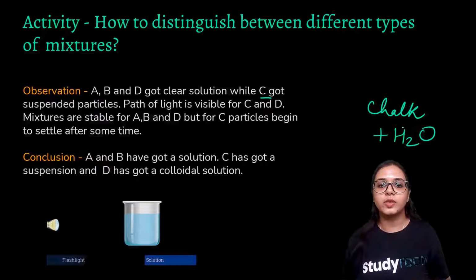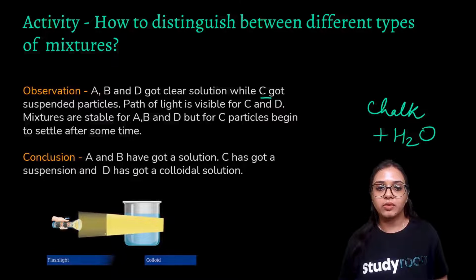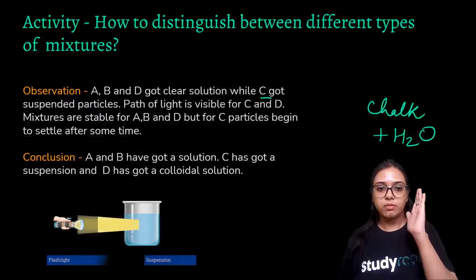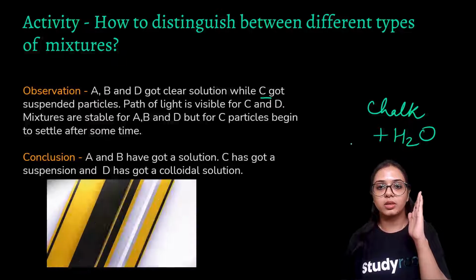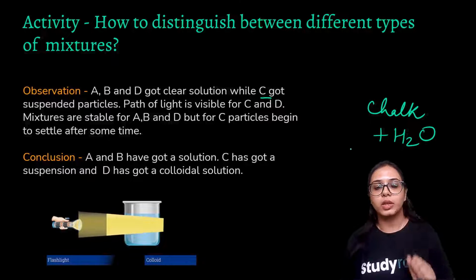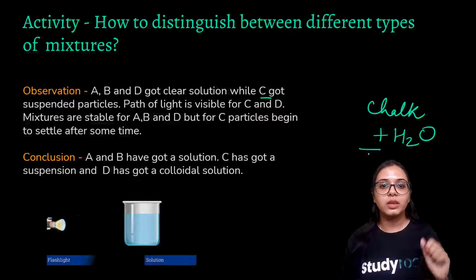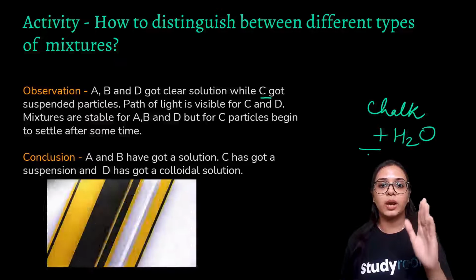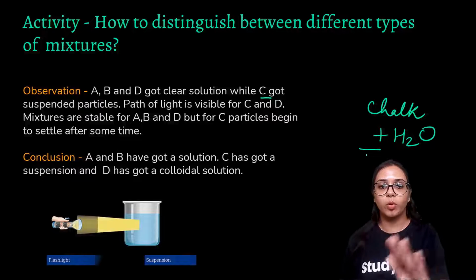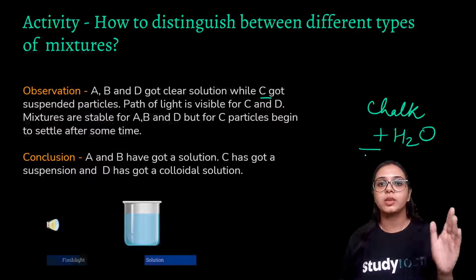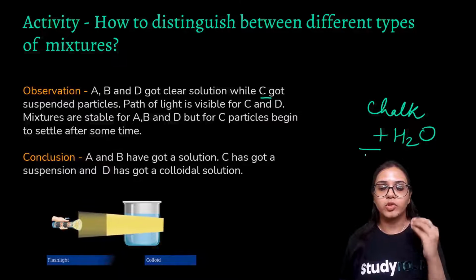Path of light is visible for C and D. So the path of light, as you can see in this animation, when we make the torch light fall through the beakers, passes through beakers C and D very visibly. That is, for the chalky solution and for the milk solution, the path of light is visible through beakers C and D. Mixtures are stable for A and B, that is, for both the copper sulfate solutions. Mixtures are stable because we had already demonstrated in the previous experiment that copper sulfate solution is a homogeneous mixture.